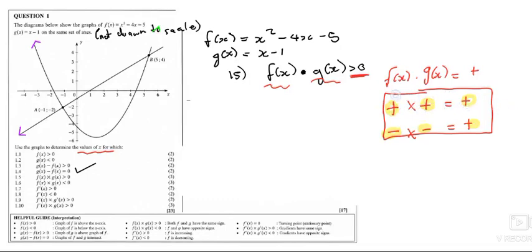Let's go check. When are the y values positive? We know that the y values are always positive above the x-axis. Please say it with me: above the x-axis, they are positive. So go ahead and highlight everywhere where they are above. They start here being above, and again here being above.